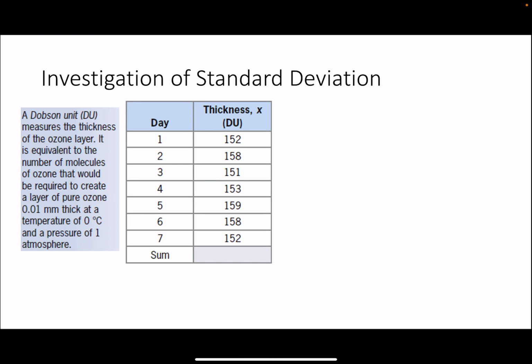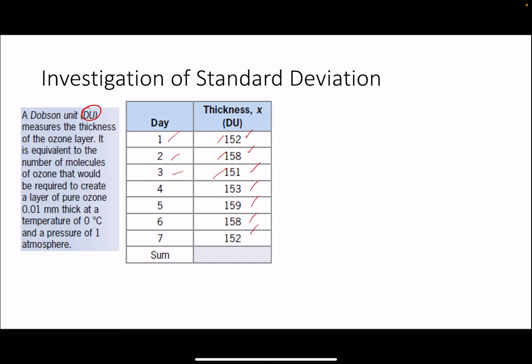Okay, so here's an example. We're using the Dobson unit, which is a measure of thickness of the ozone layer. And we take a bunch of measurements and we get these following values. Okay, so on day 1, we get a measurement reading of 152, day 2, 158, day 3, 151, etc., etc.